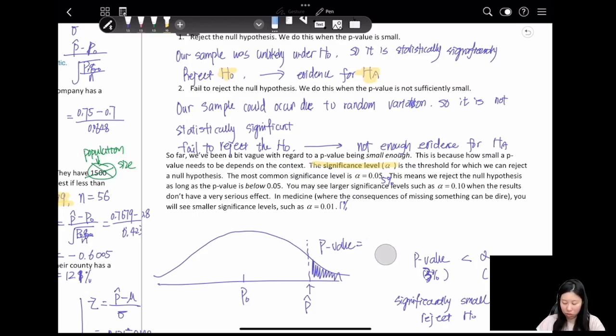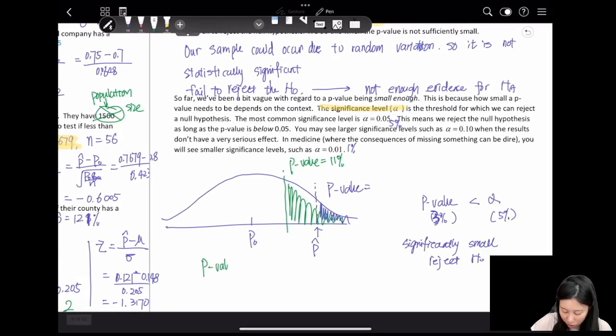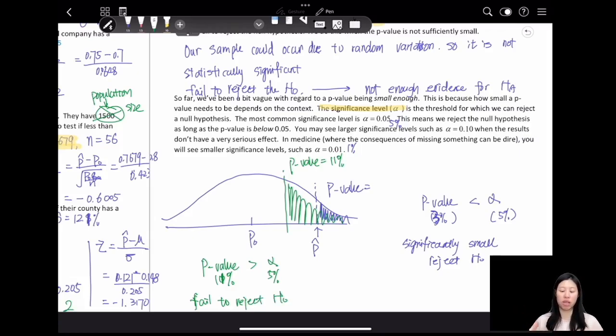What if I change it? Let me use a green pen. The green p-value equals, let's say, 11%. It's greater than alpha, because our alpha is 5%. So our p-value is greater than our alpha; 11% is definitely greater than 5%. So our p-value is not sufficiently small, and in that case we fail to reject the null hypothesis. We state that we fail to reject the null hypothesis, and there is not enough evidence for the alternative hypothesis. Okay, in the next class, I will give you more examples of how to do the whole hypothesis test and how to write down the proof. See you next time.